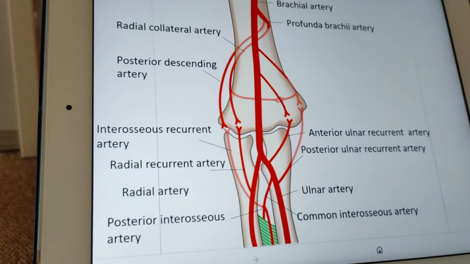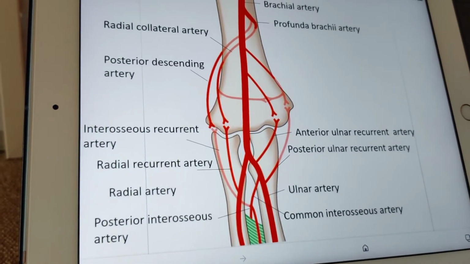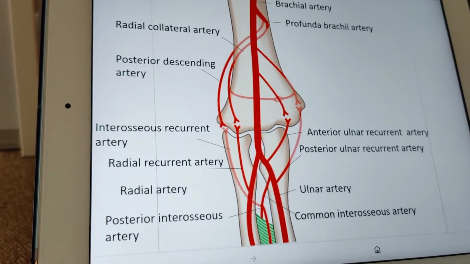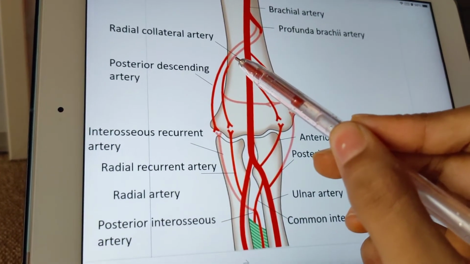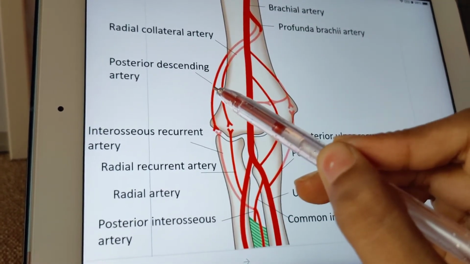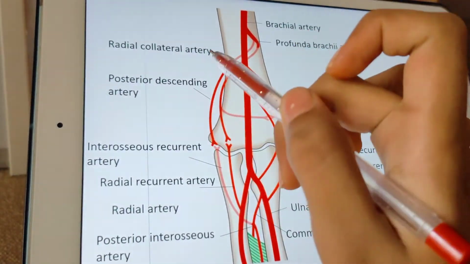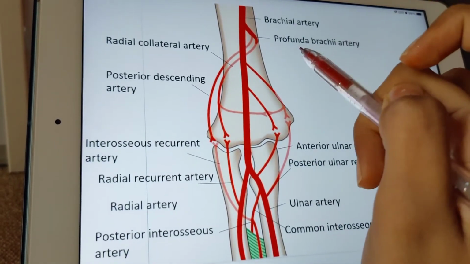So let us understand the branches of this artery. The first one is the radial collateral artery, also called the anterior descending. The radial collateral artery is nothing but the anterior descending, and this is the posterior descending artery. As I said, the profunda brachii artery is divided into the anterior descending or radial collateral, and the posterior descending artery. You can see both these branches of profunda brachii.